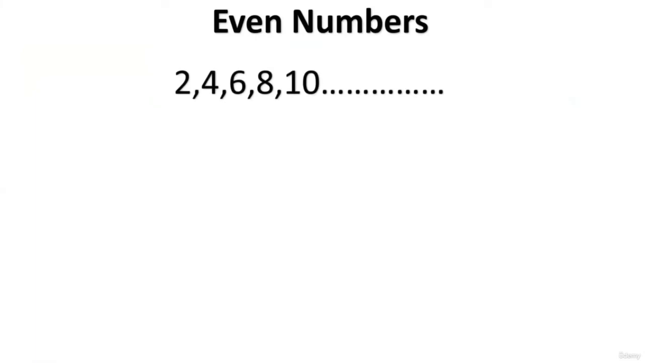So even numbers are basically counting numbers starting from 2, and they alternate. So 2, 4, 6, 8, 10, they are basically even numbers. The general form of all these even numbers is 2n, where n belongs to the set of natural numbers, or n is a natural number. So you take any value of n and substitute, the result will be an even number.